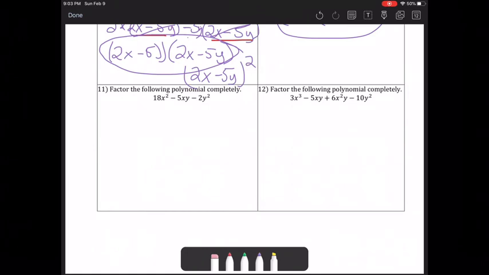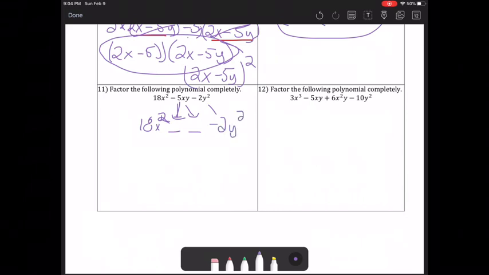11. It's one of those ones you have to split the middle. Okay. So I know that it's going to be 18x squared. There's going to be two middle terms here, and then negative 2y squared. Okay, so I have to think about it. 18 times negative 2 is negative 36, and they have to add to be negative 5. So they have to multiply to be a times c and add to be b.